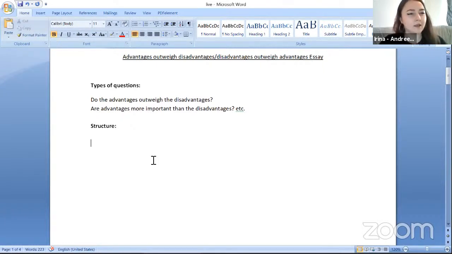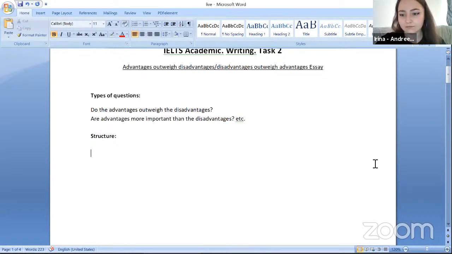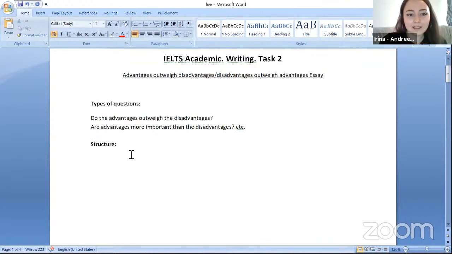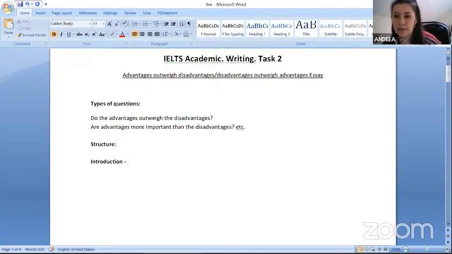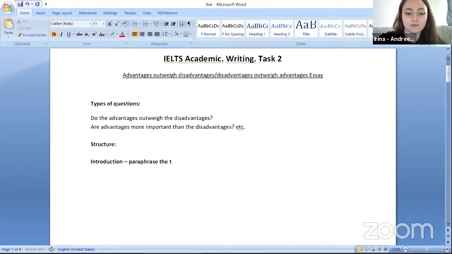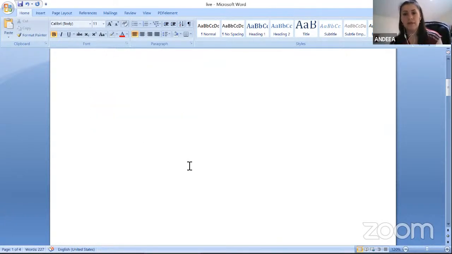So who has some idea about what we start with when we start writing an essay for the exam? We start with the introduction. Okay, so the first step for any kind of essay is the introduction. This is the first paragraph that we have to write. What is in this introduction? We have to paraphrase. Yeah, paraphrase the topic.